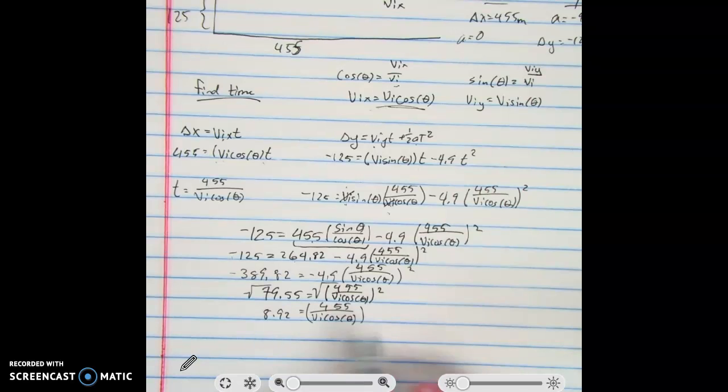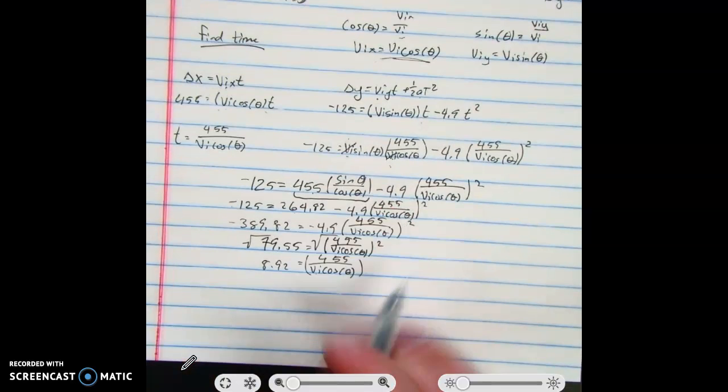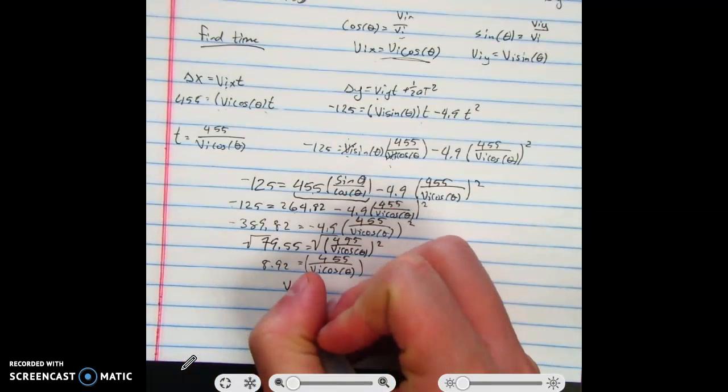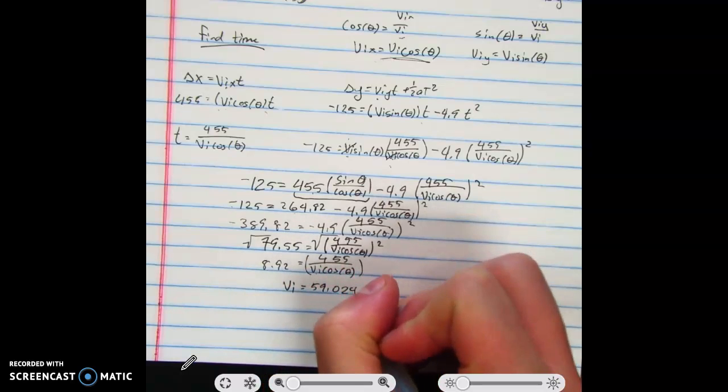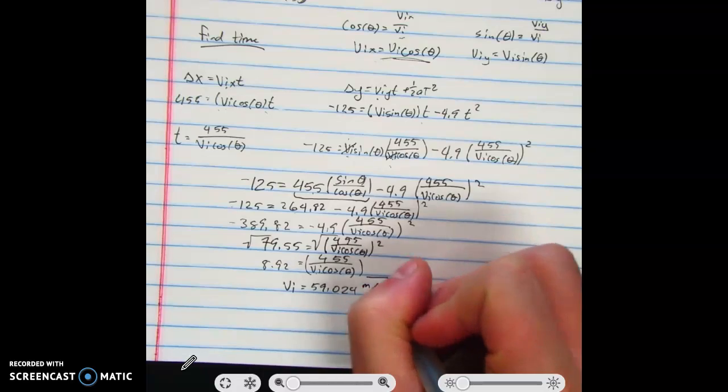Now it's just up to you to get vi by itself. The math of it can be done a couple of ways, but we're looking for an end goal of vi equal to 59.024 meters per second.